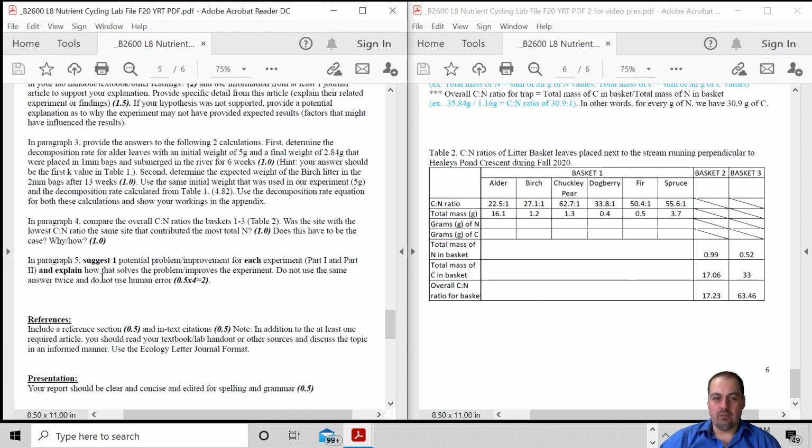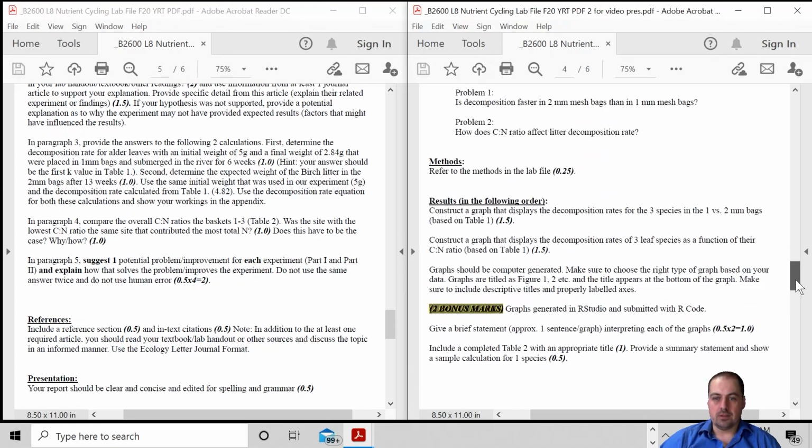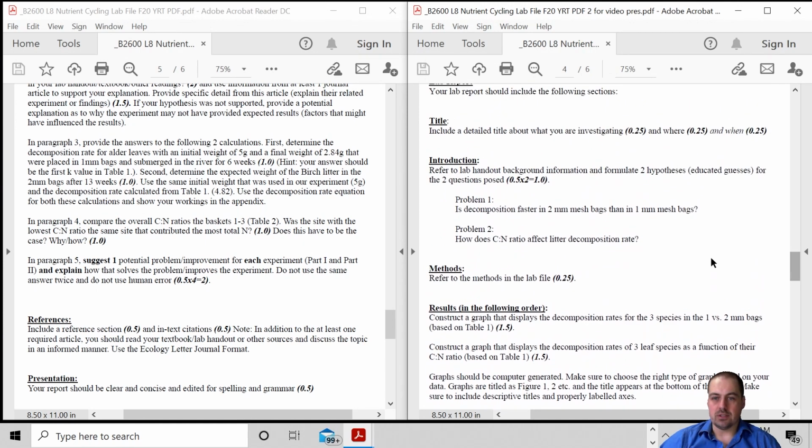Last paragraph is suggest one potential problem for each of the experiments and how to address that problem. So let's just shoot up to the hypotheses. In terms of bags, it could be any number of things. So maybe there was mud in the area that covered up some of the holes, so half the bag was covered up and it didn't let certain inverts in.